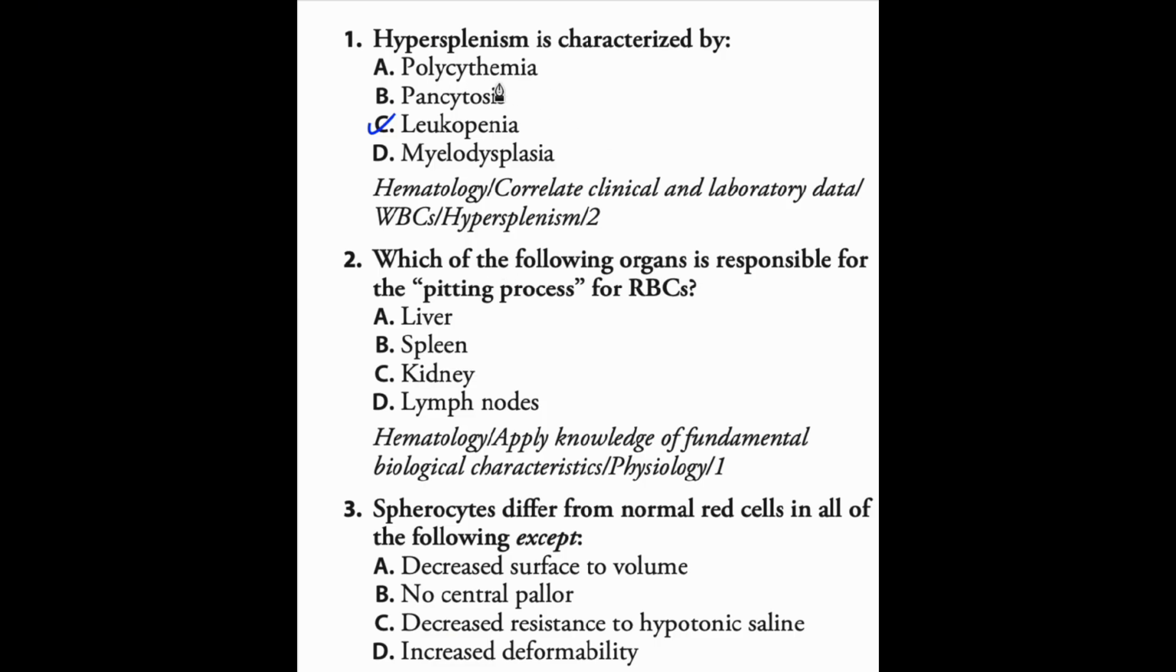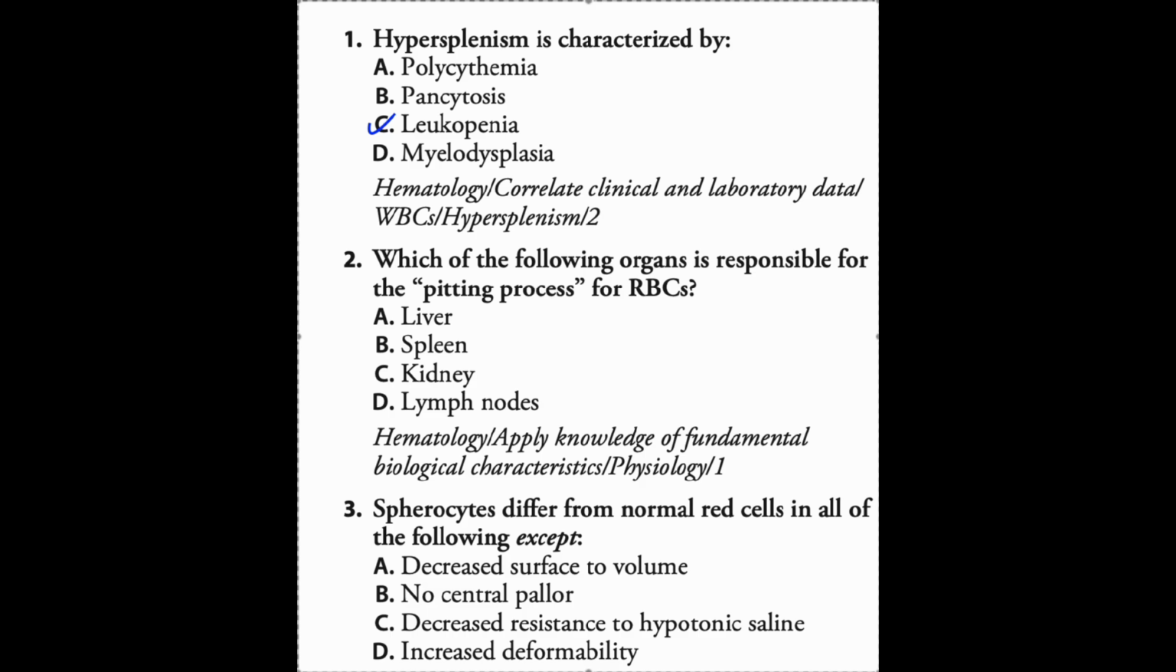The first one, polycythemia, is an increase in red blood cells. That is the opposite of what happens. B. Pancytosis is an increase in all cell lines, also the opposite. D. Myelodysplasia is a group of cancers where immature blood cells in the bone marrow don't mature properly. While it can cause cytopenias, it's a cause, not a characteristic of hypersplenism itself. That's why the correct answer here is leukopenia. It's a decrease in white blood cells.